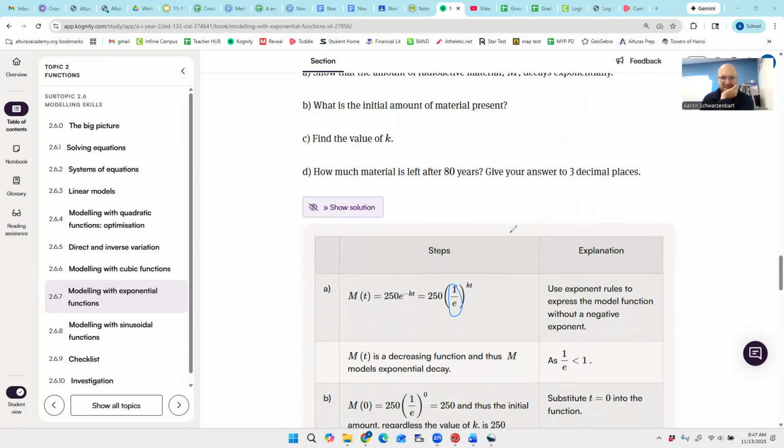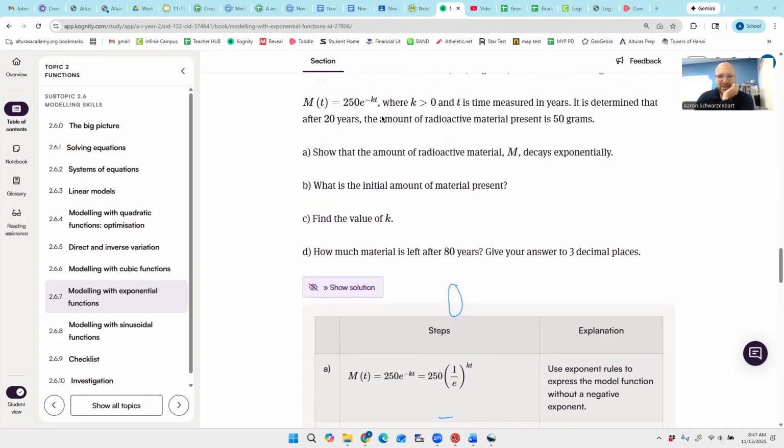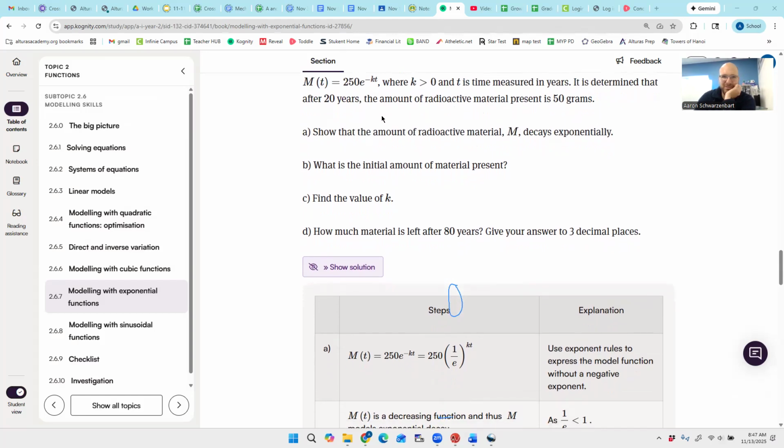Finding the initial value, you're plugging in 0 for t. That's just 250. That makes sense? Find the value of k. To find the value of k, I need to use my other values, my 20 years and 50 grams. So 50 equals 250 e to the negative k times 20. I'll divide both sides by 250, giving me 50 over 250, which is 1/5.